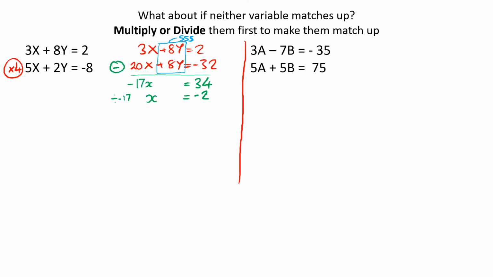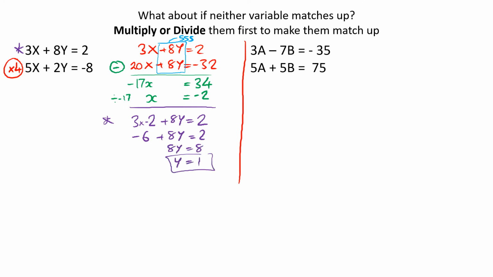And then last step, obviously we need to pick an equation to sub it into. Let's choose this first one. I know I always seem to go to the first one. Honestly, you can pick any one. The first one says 3x, so 3 times minus 2 plus 8y is equal to 2. So minus 6 plus 8y equals 2. Add the 6 across, 8y equals 8. Divide, y equals 1. So our final answer: x is minus 2 and y is 1. You could check what we did on the previous page. Have a go if you fancy it.